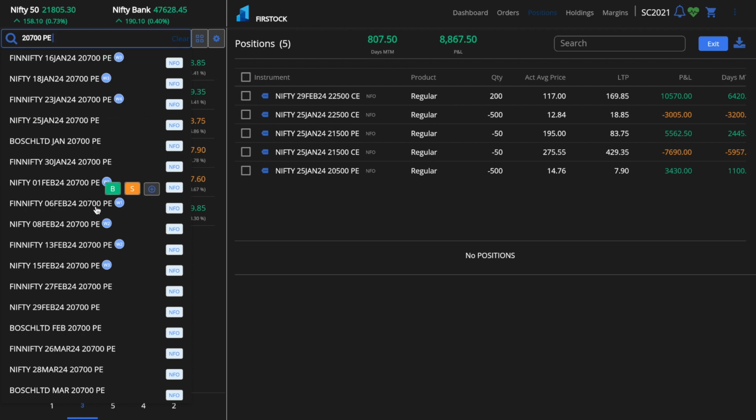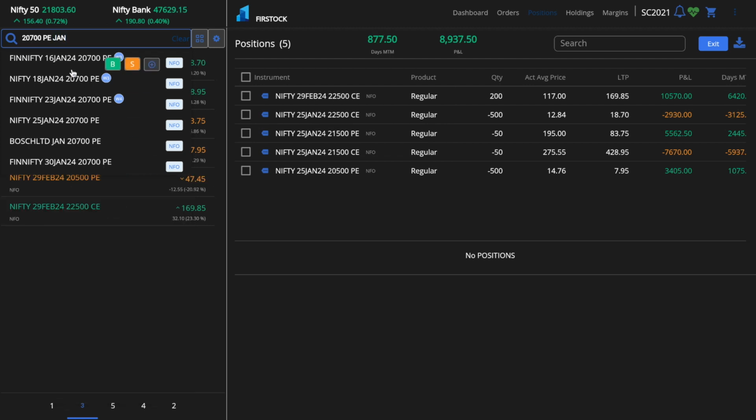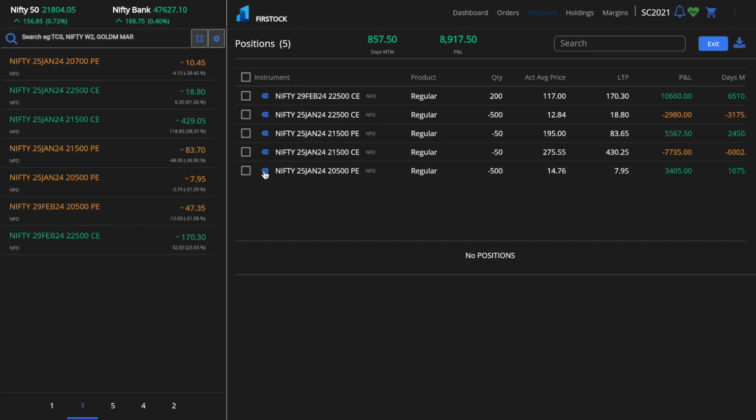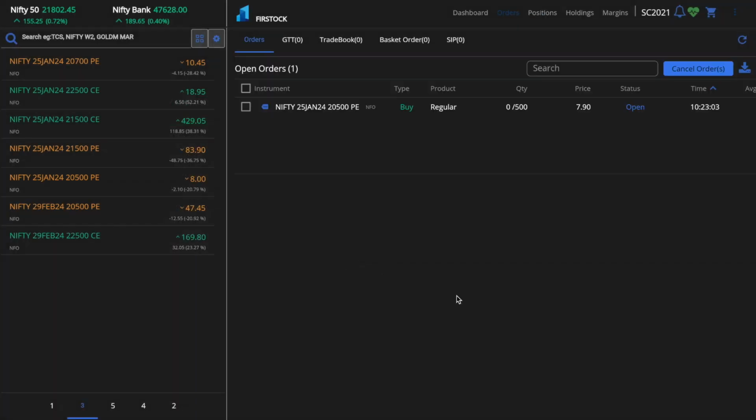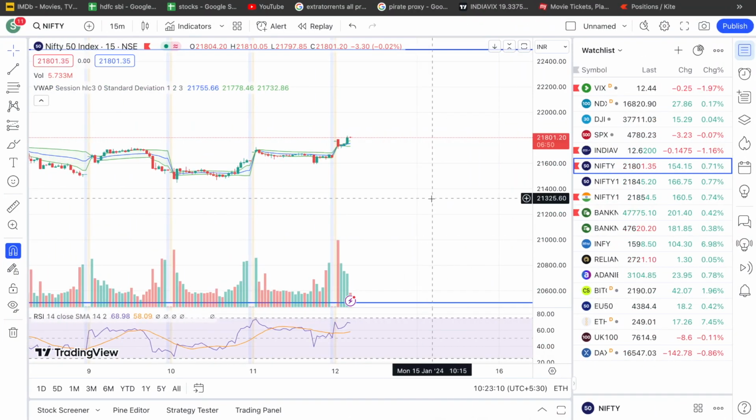So for January, the 20,700 PE of Jan. So this is the 20,700 PE of Jan. And this we can exit completely at 7.9 and buy this off. So if it gets executed at 7.9, we'll go ahead and sell it at 10.65.